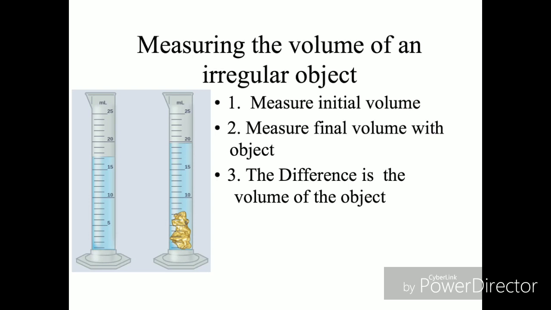To record the volume of an irregular object, begin by filling your graduated cylinder to a known volume. Add the object and measure the amount of displacement, or the difference in the water level. The amount of change in the water level is the same as the volume of the object.